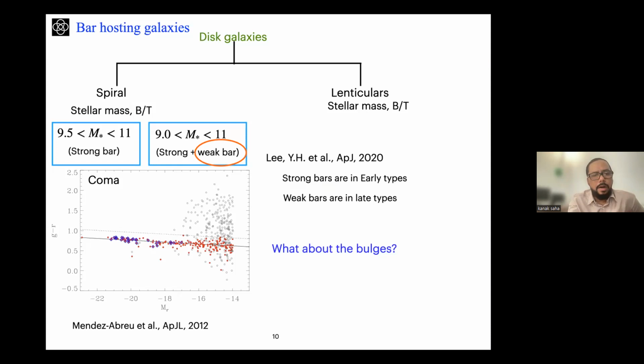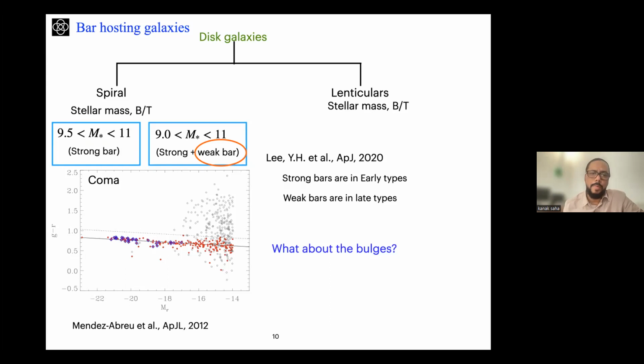So it's clear that the bar hosting galaxies are sort of luminous galaxies, or in other words, the more massive galaxies. Okay, and recently it has been shown, based on the SDSS data, that strong bars seem to be more prevalent in the early types, and weak bars in the late types. But I think it requires a bit more time to settle it down. And it has been growing that it is the massive galaxies which are hosting strong bars.